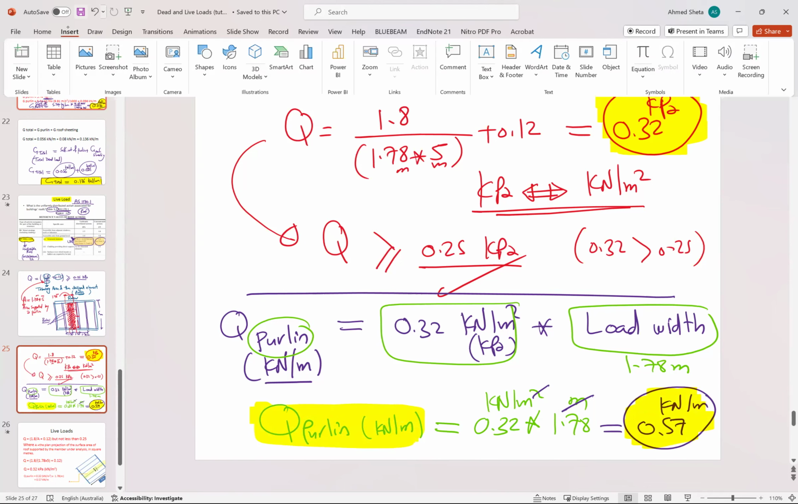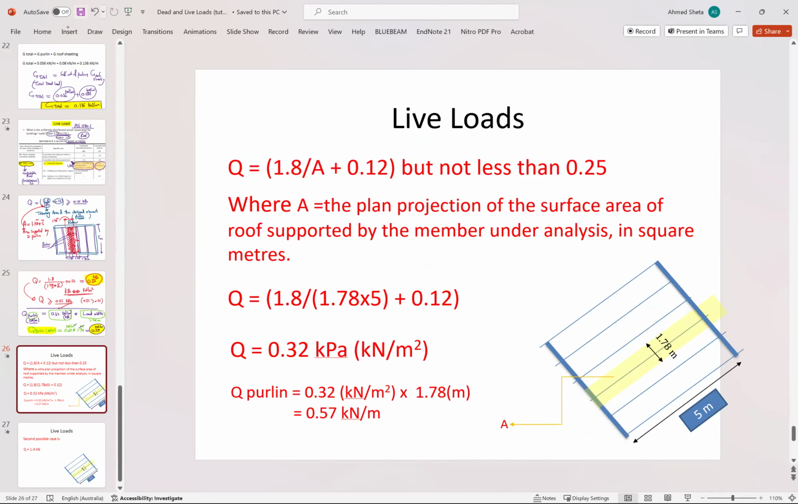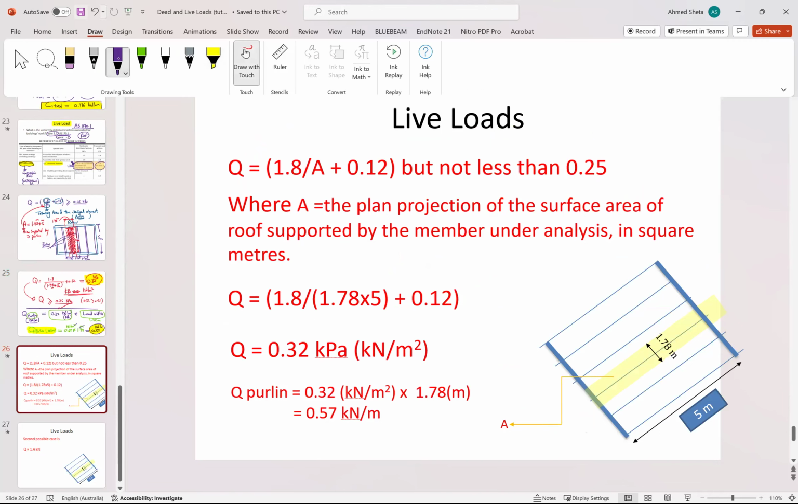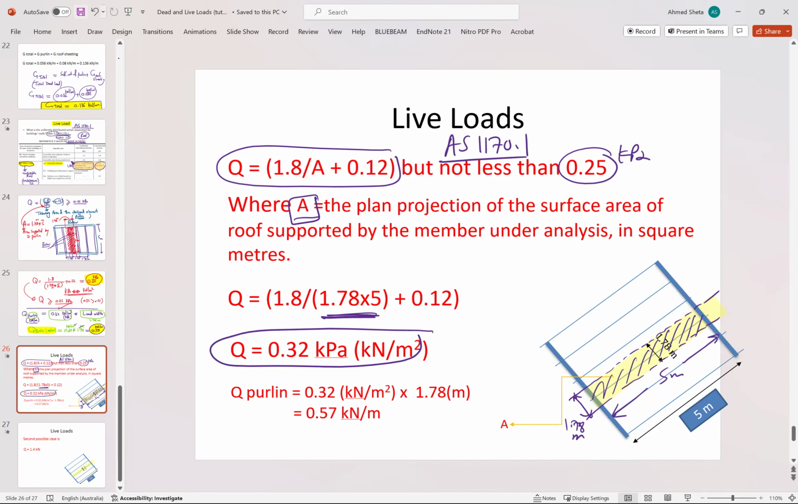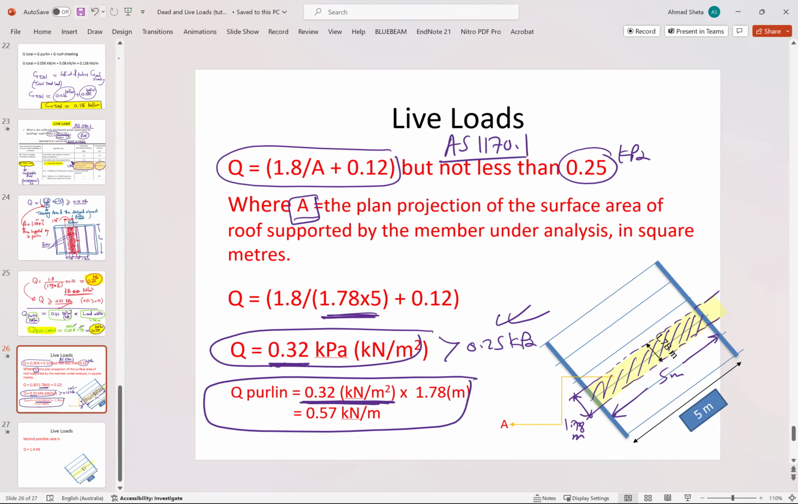Now, after we complete all of that, I just show you first the calculation here. This is our calculation on the slide. We have the formula from AS 1170.1, so you have to use this formula. A is the area supported by a Purlin, or the tributary area of the Purlin. So again, the area is this hatched one. The width is 1.78 meter. The length is 5 meter. So this is the area. We will find Q as 0.32 kPa, which is greater than 0.25 kPa, so it's okay. Now, the next step is to multiply the live load Q times the load width 1.78. So you find the live load on the Purlin.